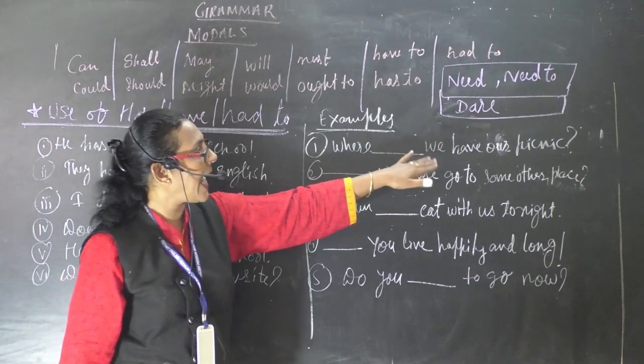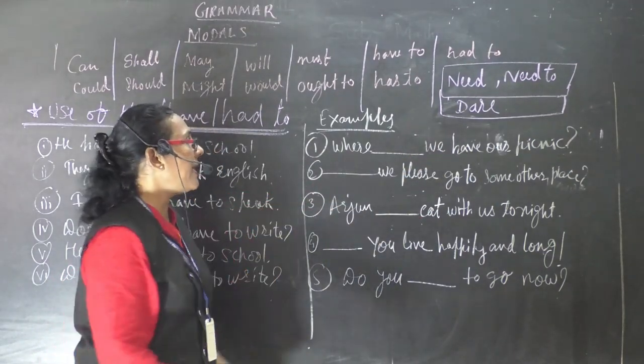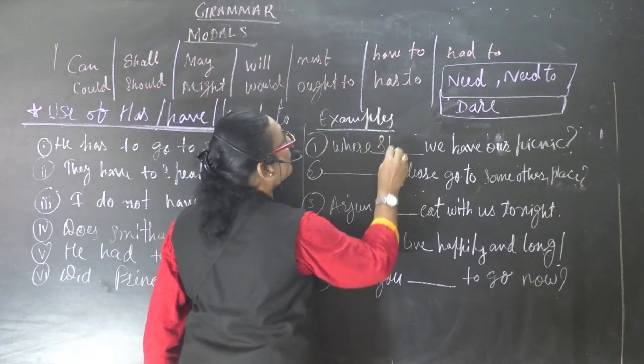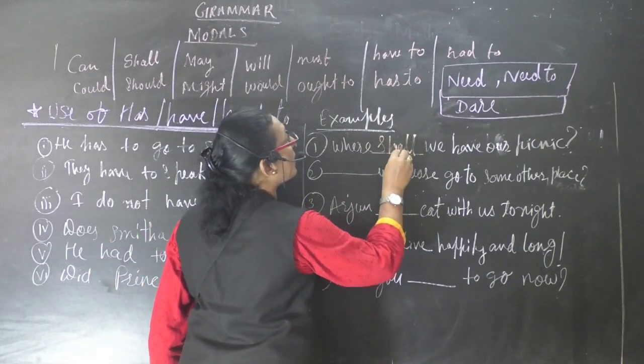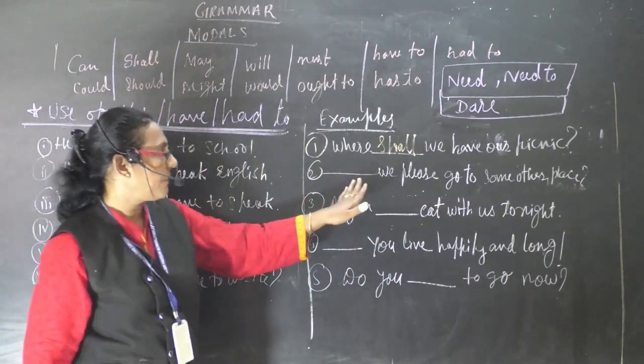Where we have a picnic. It is uncertain. We don't know. So what is that? Where? Shall. So here you can write shall. Where shall we have a picnic?